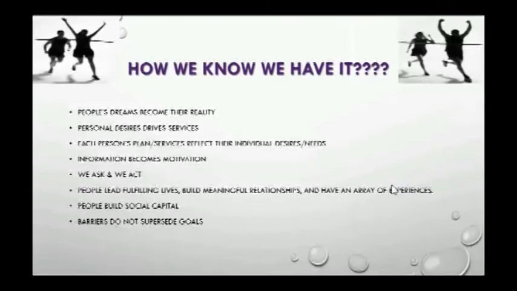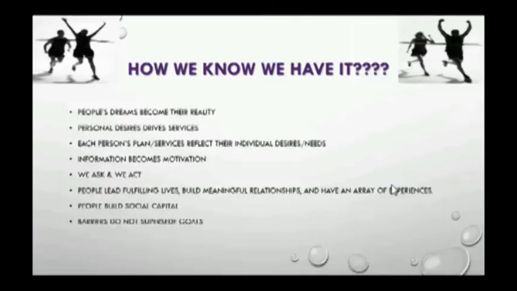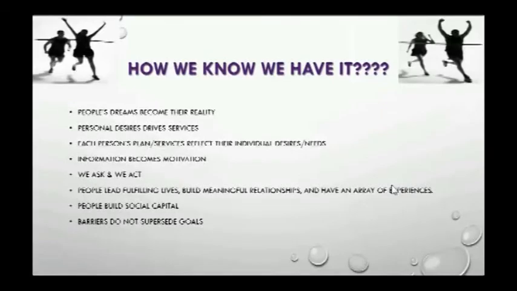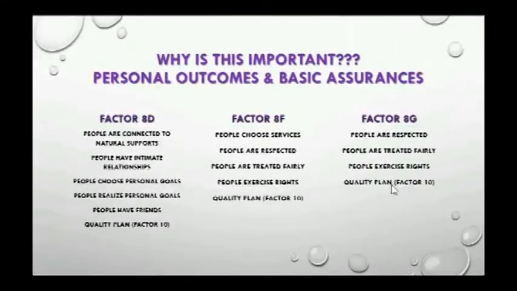We can also determine if we're on the right track by seeing that people lead fulfilling lives, they're building meaningful relationships, and they have an array of experiences. People will build social capital, meaning they'll be invested in people, and people will be invested in them, and they'll have real friendships, real relationships, and they'll become a real, meaningful part of their community. And we'll know we're there when the barriers do not supersede the goals, when the barriers become the furthest thing from our mind and the goals are at the forefront of our thoughts.